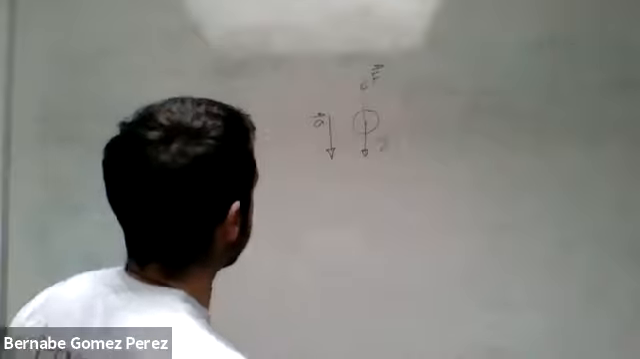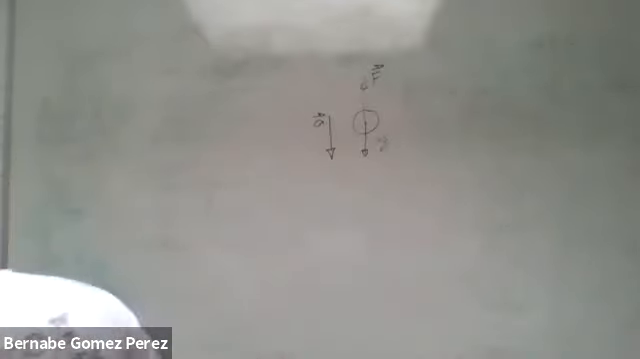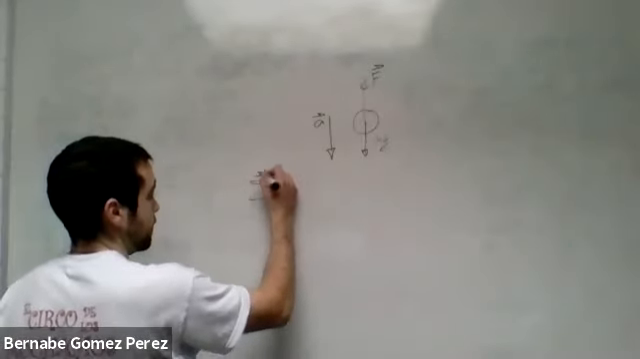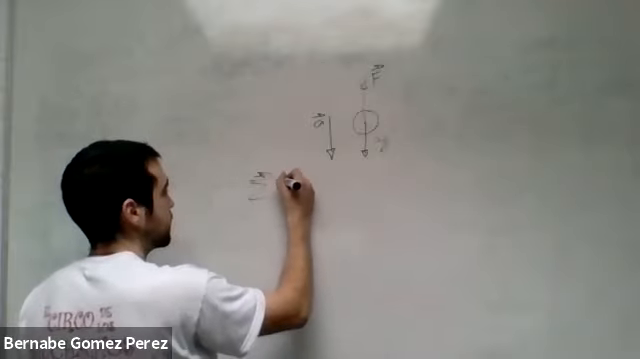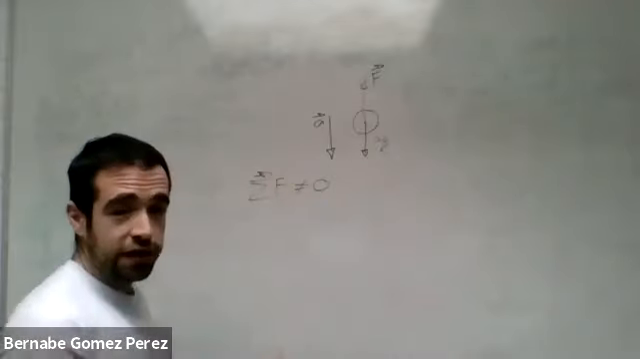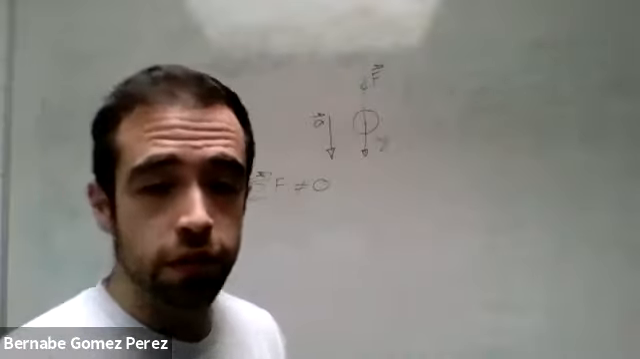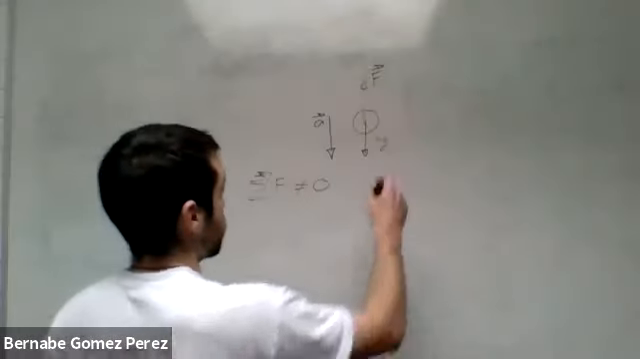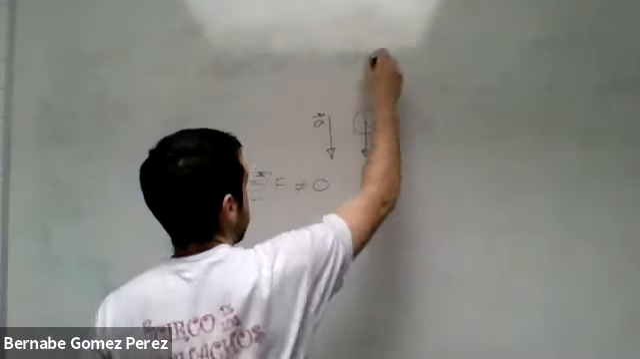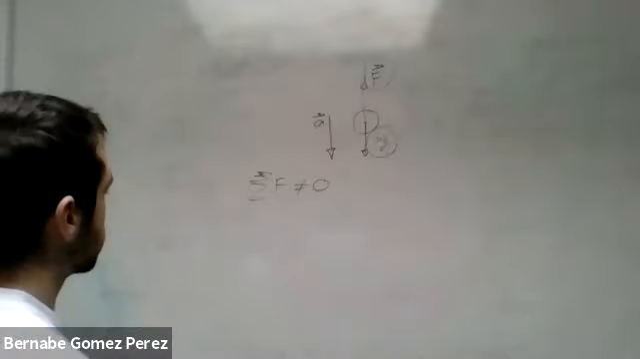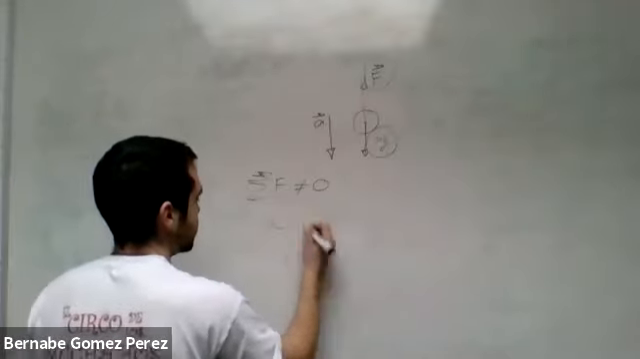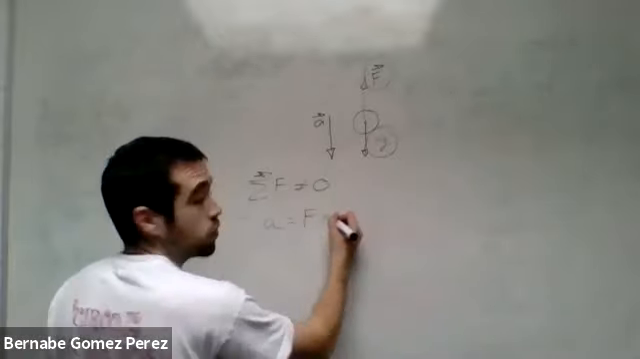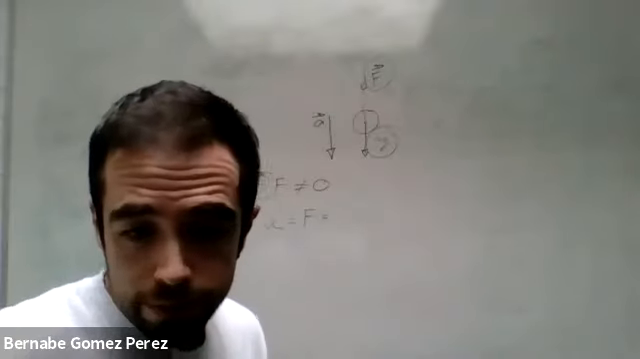So what I did is, first of all, I say my summation of forces is not 0 because I have acceleration downwards, okay? Why do I know that I have acceleration downwards? Well, I just know that this force has to be bigger than this one. So I have some acceleration, and this acceleration is going to be equal to the resulting force, which is equal to, let's say, mg.